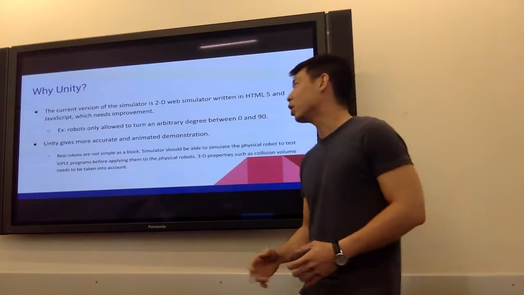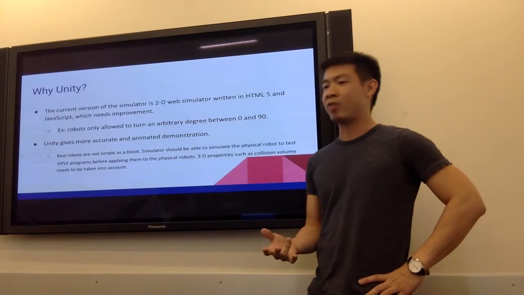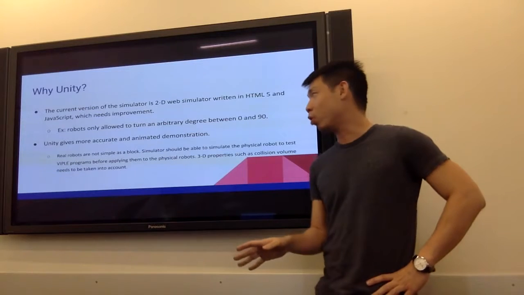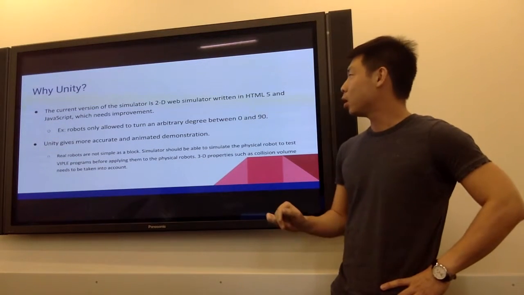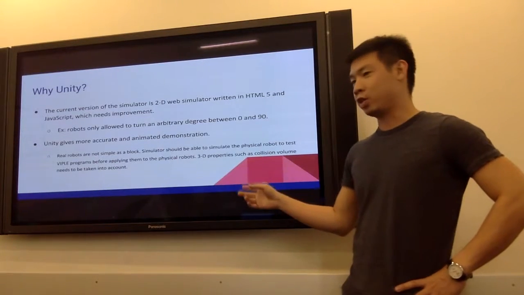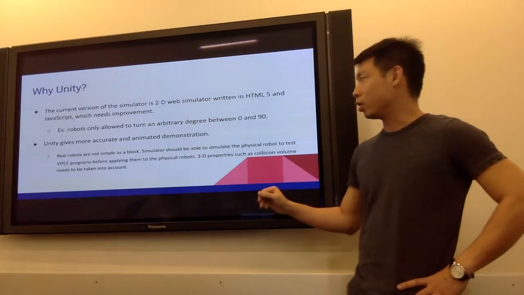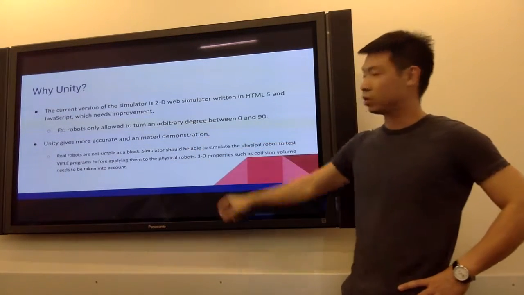Why use Unity? The current version of the simulator is only a 2D web simulator, which is written in HTML5 and JavaScript, which just needs to be imported. We want a 3D version of the simulator to be running. The robot in the current simulator is only allowed to turn 0 or 90 degrees, which is not realistic at all. And Unity will give us more accuracy and animation.